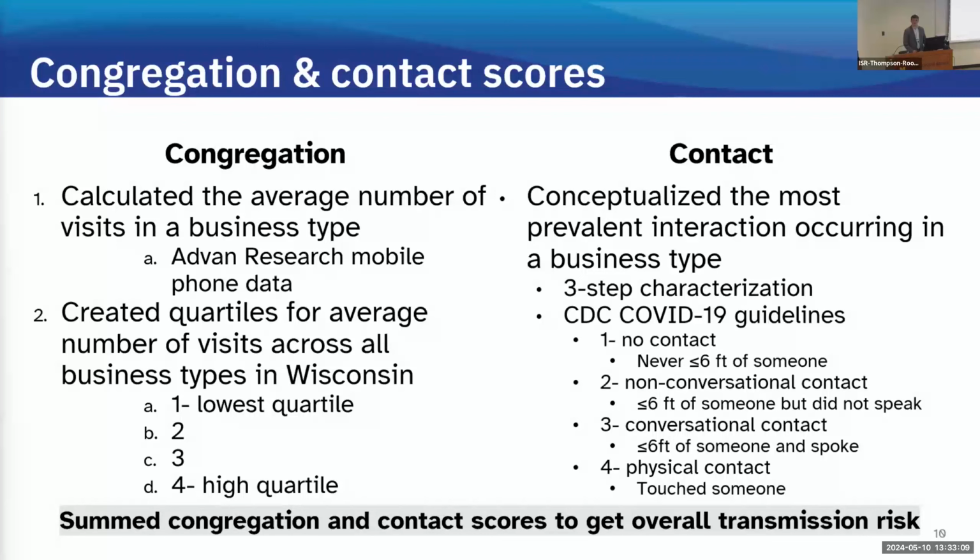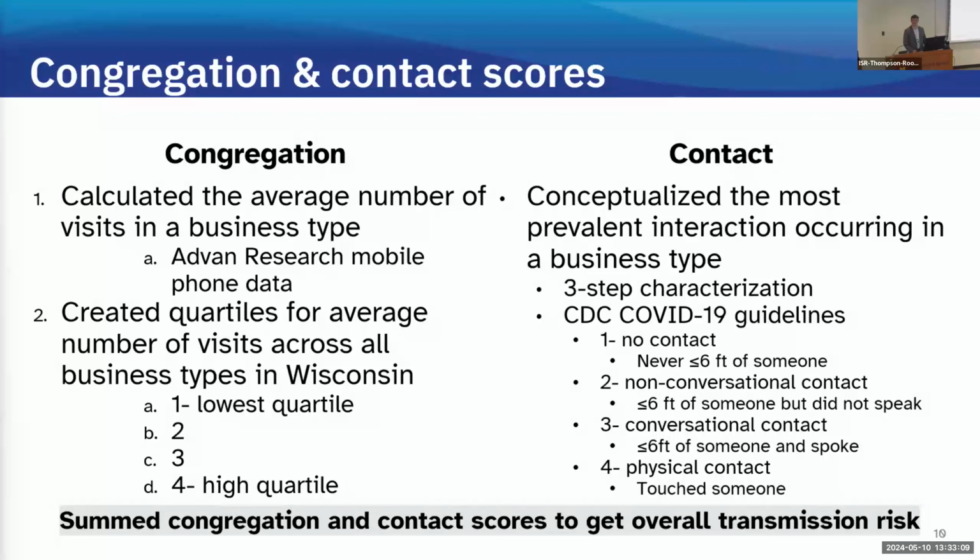That leads me to the business categorization. We created a score to identify high-risk businesses for respiratory pathogens. The two factors we used were congregation, which reflects the number of people in the business type, and contact, which is the types of interaction occurring predominantly in that business type. We categorized 67 business types, the types that NANDA has count data for from 2017 from the National Establishment Time Series Database, NETS.